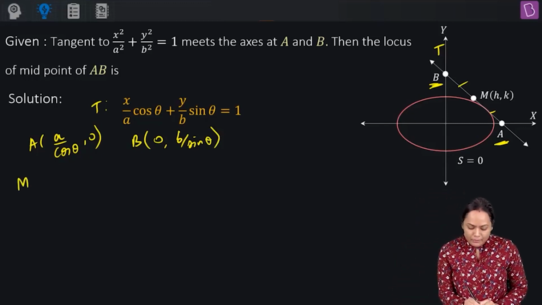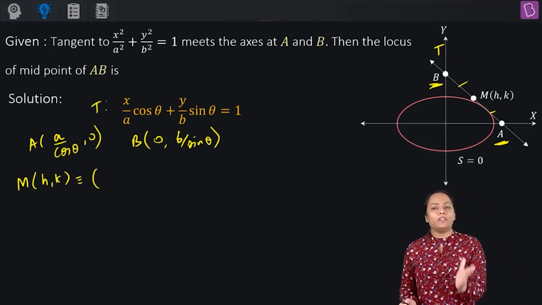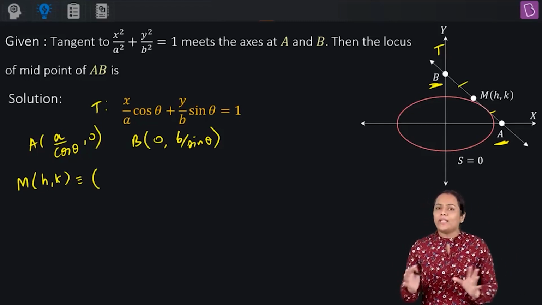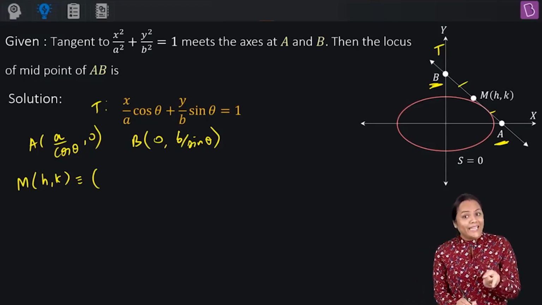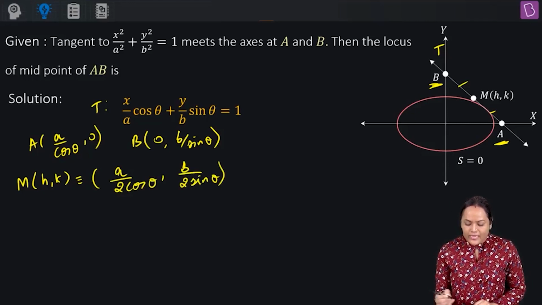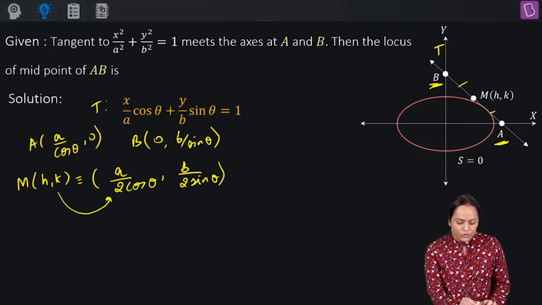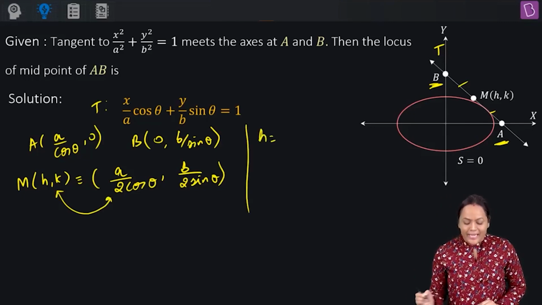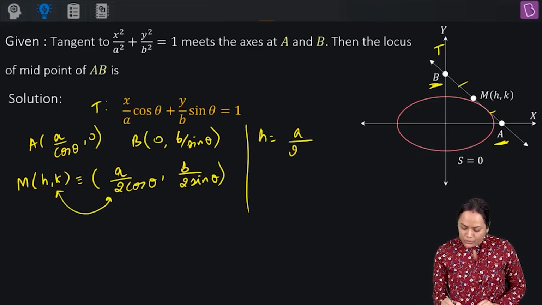So I can say that my midpoint M, which is nothing but h comma k, will be, when I have to write the midpoint, you know the formula. It's x1 plus x2 by 2, comma y1 plus y2 by 2, isn't it? So when I do that, I'm going to get the midpoint of A and B as a by 2 cos theta, comma b by 2 sin theta. And if I compare h comma k to the given point which we have just found out, we can directly say that the h value will be equal to a by 2 cos theta and the k value will come out as b by 2 sin theta.